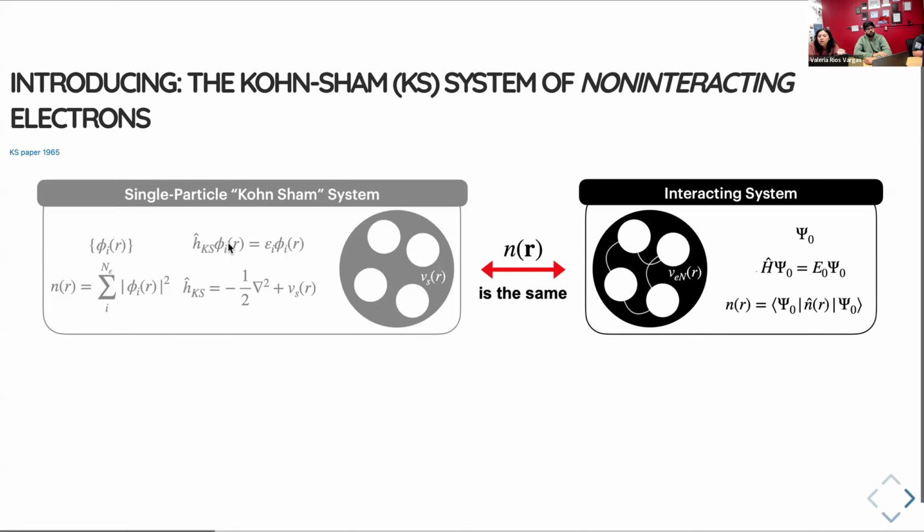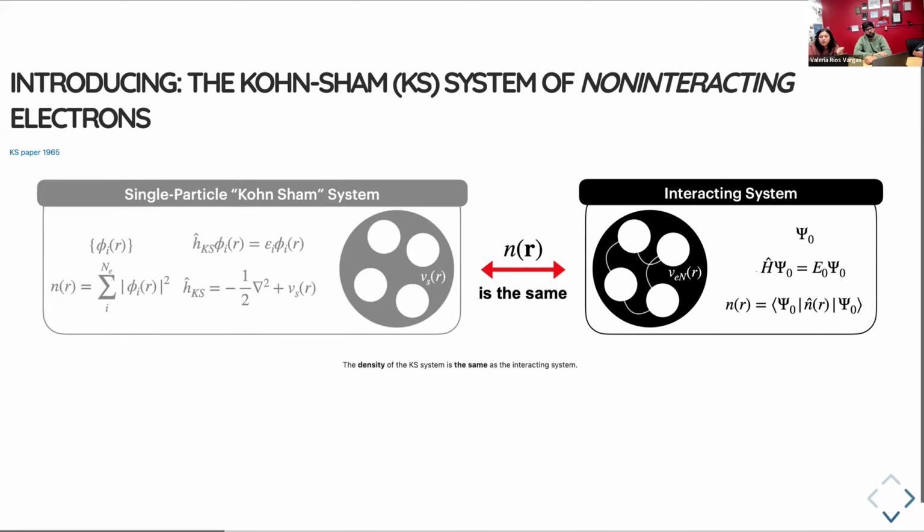That's how people call them, or one-particle orbitals. And we have the eigenvalues and, well, Kohn-Sham orbitals again. This is a Schrödinger-like equation where the Hamiltonian of Kohn-Sham is given by the kinetic energy operator and this effective potential that I just mentioned. Using this Hamiltonian, we can get the Kohn-Sham orbitals and then compute the total energy of our systems.